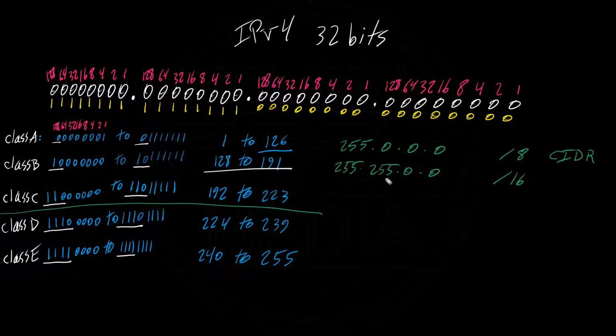16 bits turned on gives us 255.255.0.0. What does it mean? For class B, we have 16 bits for the network, 16 bits for the host. So ones represent the network bits, zeros represent the host bits.